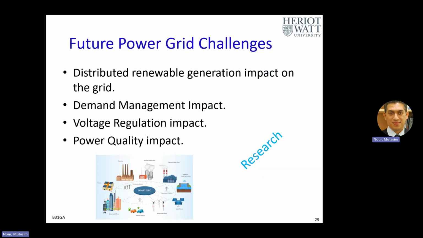That's another important thing. Future power grid challenges: distributed renewable generation impact on the grid. That's very important. So this is demand management impact, voltage regulation impact, power quality impact. I have a PhD student who is currently working on these things and how to come up with energy storage options to mitigate these issues. Normally, when we have increased penetration of renewable energy into the power grid, it is going to be the same thing.